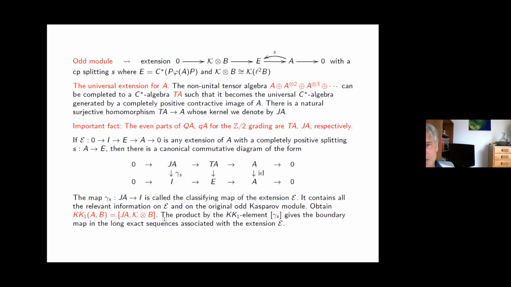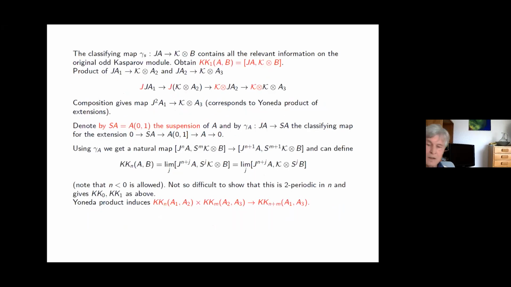And now we come to what I said before, namely the index map. If you have an extension, you get the classifying map and the corresponding element in KK1. And it's a fact which can be used in order to compute connecting maps in many cases. You get the corresponding long exact sequences in KK in both variables, and the point, which is not very difficult to see, is that the boundary map in these long exact sequences is exactly the product by the KK1 element associated in this way to the extension. I won't say much more on this, but just wanted to explain the point about index maps and connecting boundary maps in long exact sequences.